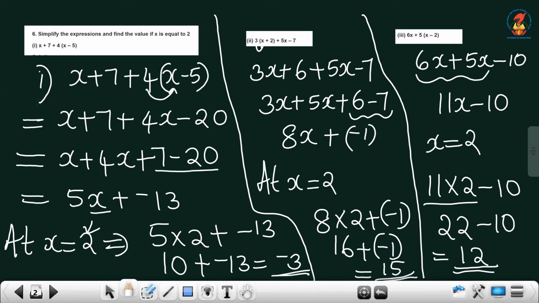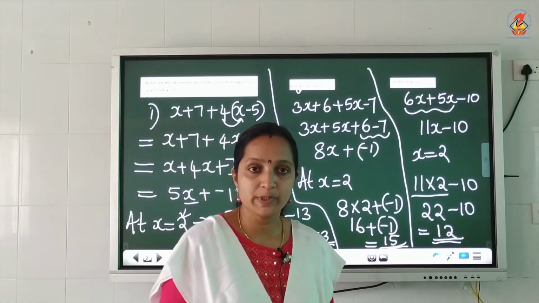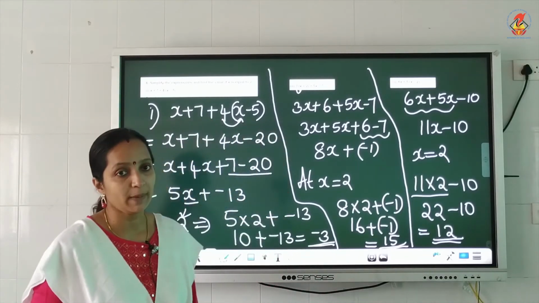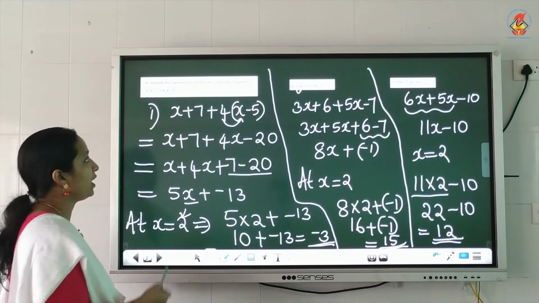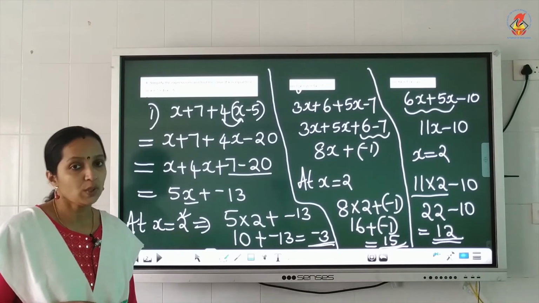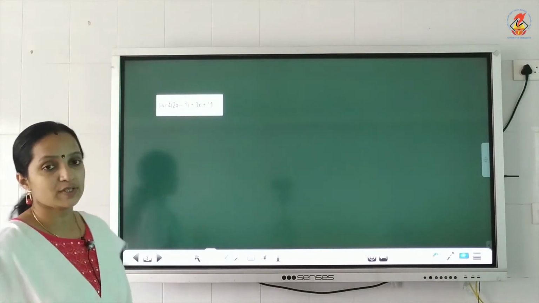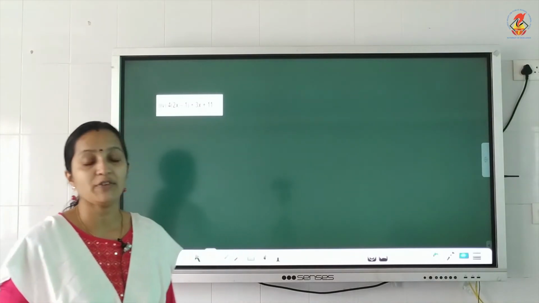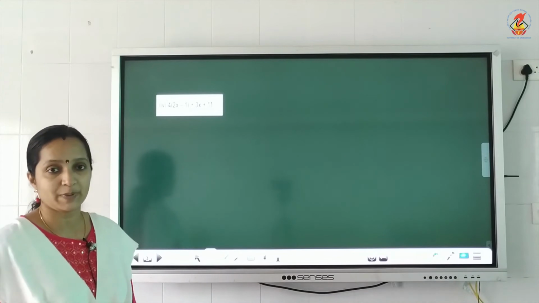First you have to simplify the expression. How will we simplify the expression? Group the like terms and solve the groups. Combine the like terms and solve them, and then only you have to substitute the value x is equal to 2. Okay, now move to the next question. Here also we have to substitute the value x is equal to 2 after simplifying the expression.